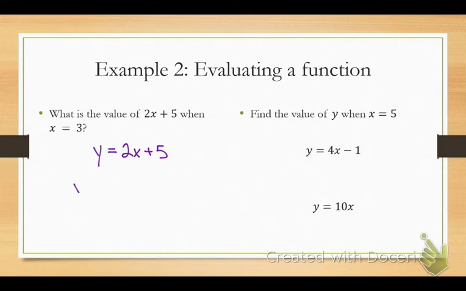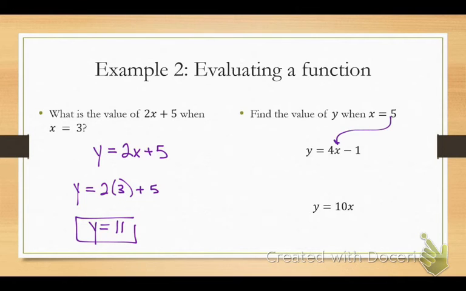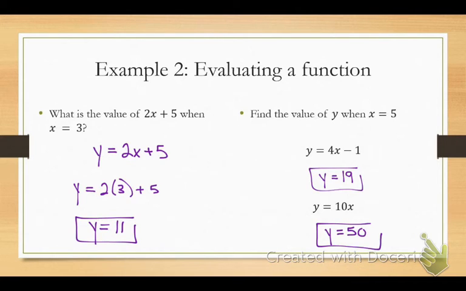Okay, 2 times 3, y equals 2 times 3 plus 5. What's 2 times 3 plus 5, guys? 11. Y equals 11. All right, what about the next one? Y equals 4 times 5 minus 1. What's 4 times 5? 20 minus 1. Y equals 19. What about the next one? 10 times 5. 50. Y equals 50. Seems oddly simple for this far deep into the book, doesn't it?